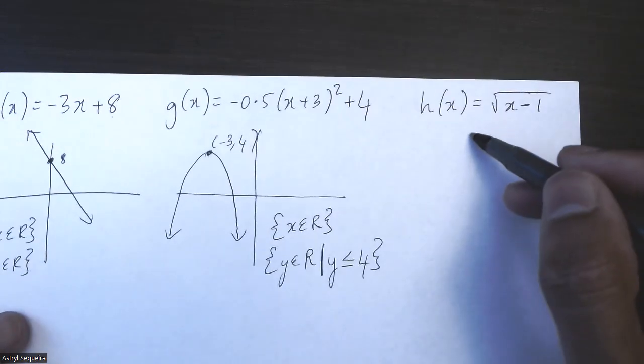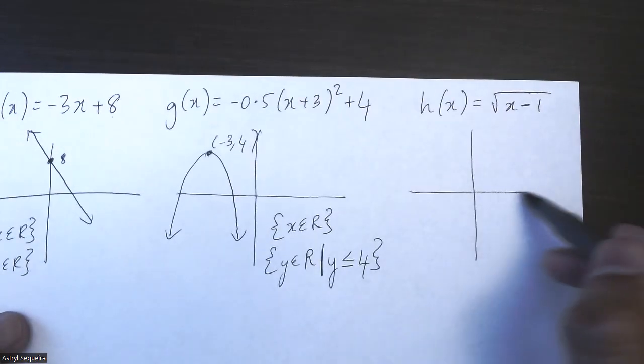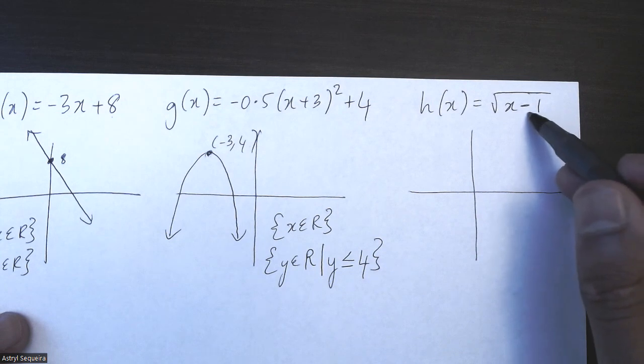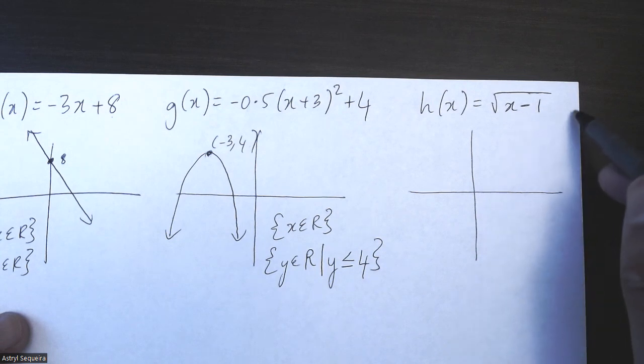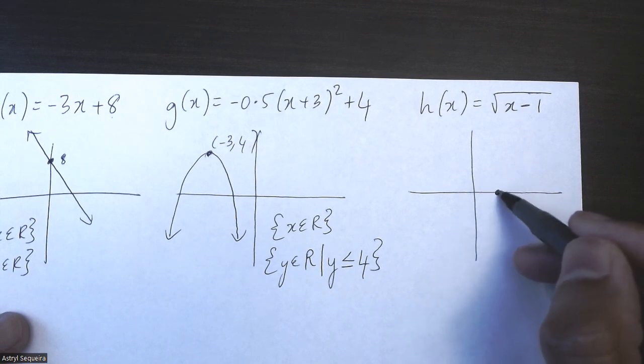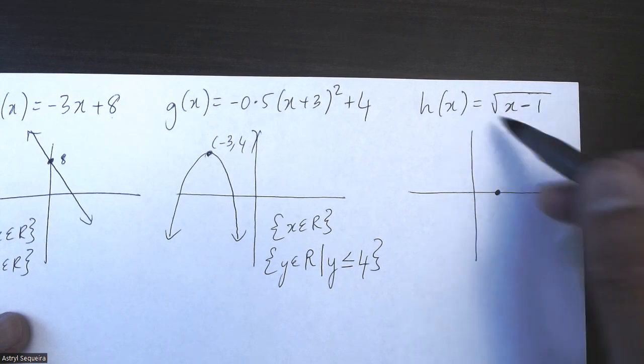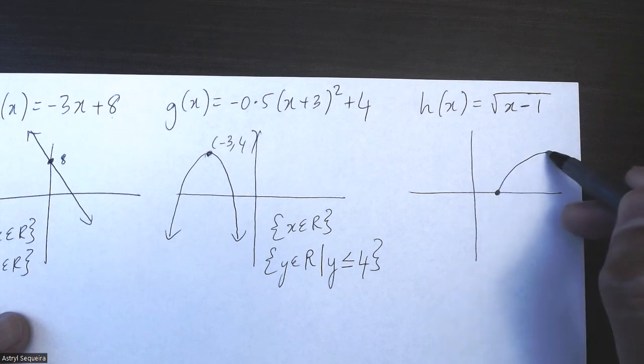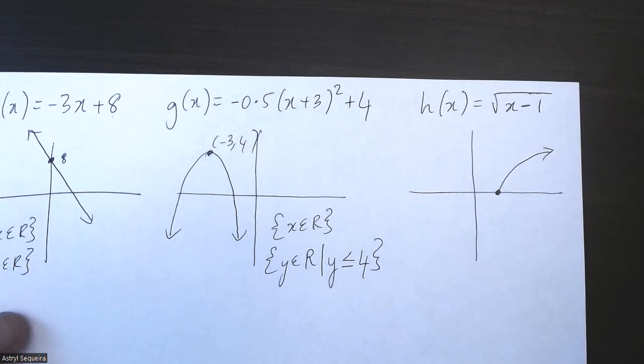Third one over here is a square root graph. The x value of my starting point is +1 and there's no c value here, so the y value will be 0. So 1, 0 over here. There are no reflections in this, so it's just going to go in the regular direction of a square root graph right there.